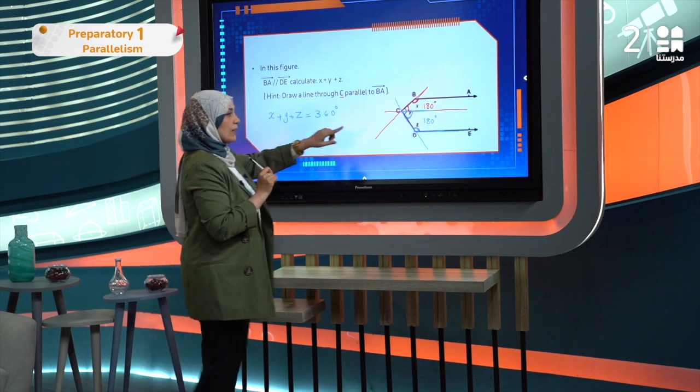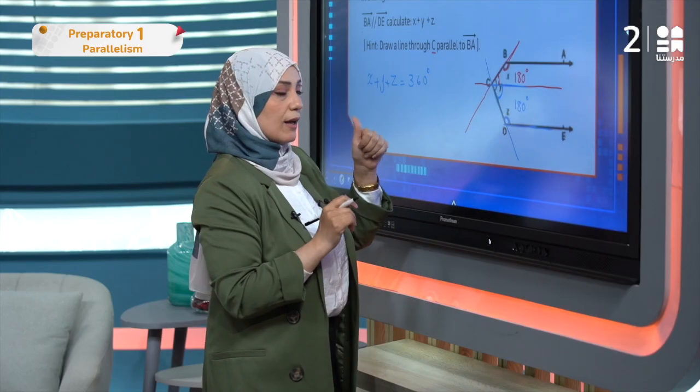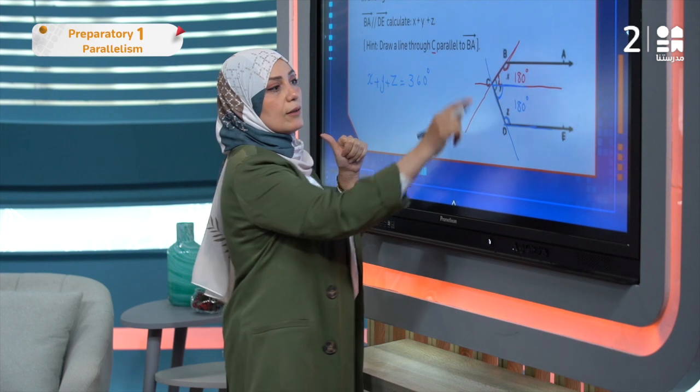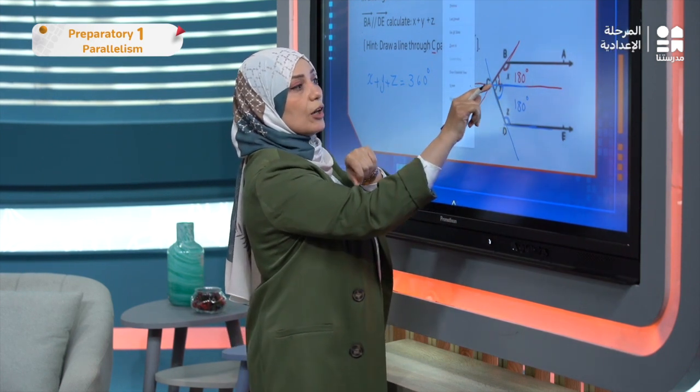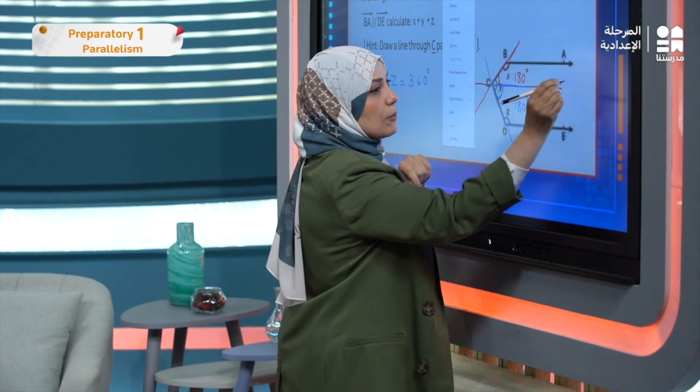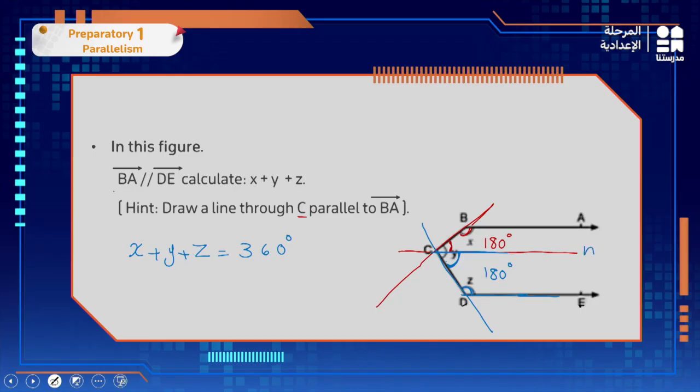Okay, to be clear for you, we used the interior angles above DE and under this line, which is CN, for example. And then we used under BA, the red one, and above CN, they are interior angles and they are supplementary angles. The sum is 180. So I added 180 plus 180, the sum is 360.